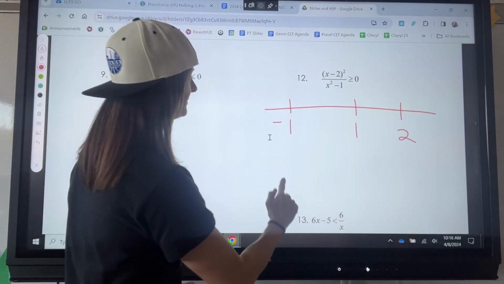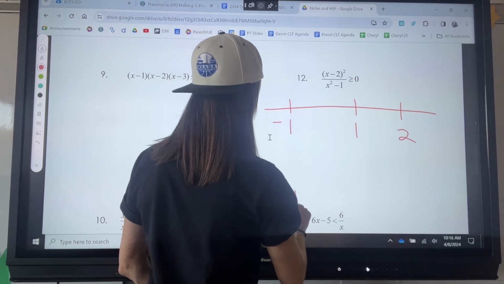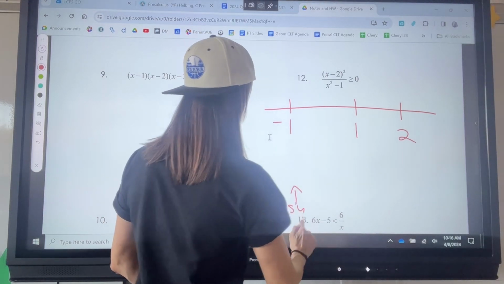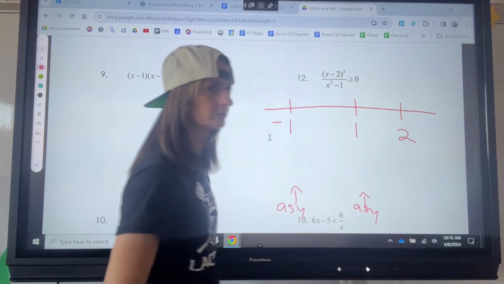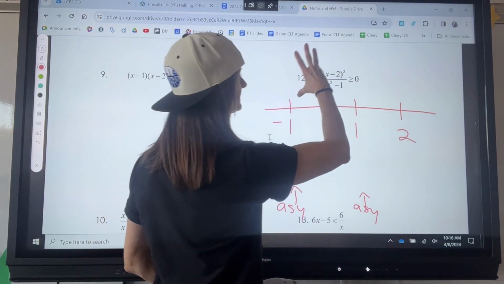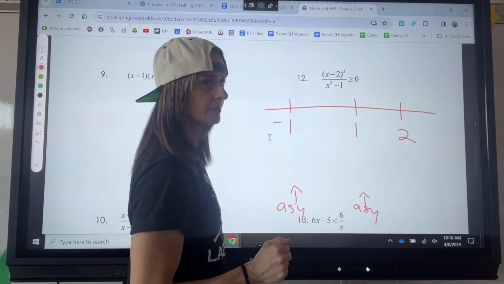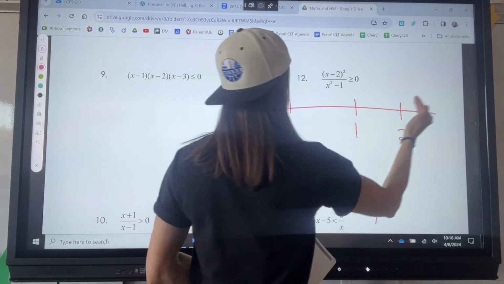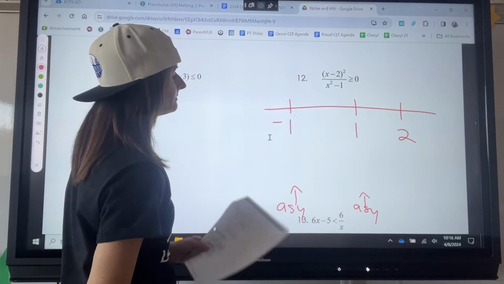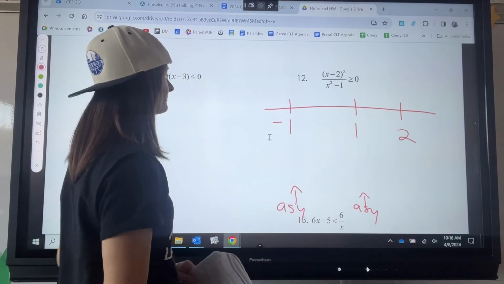Now remember, this is an asymptote. This is an asymptote, and that's 0. This is asking where is the graph greater than or equal to 0. So let's go ahead and start. We're going to have 4 intervals. So we're going to have to figure out plus, minus, which are which. Go through each of them.